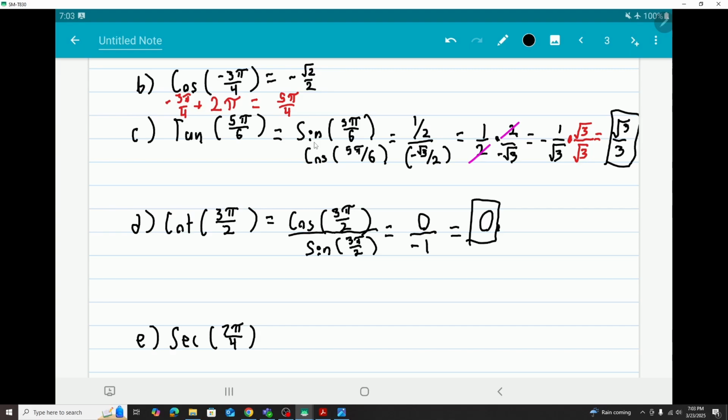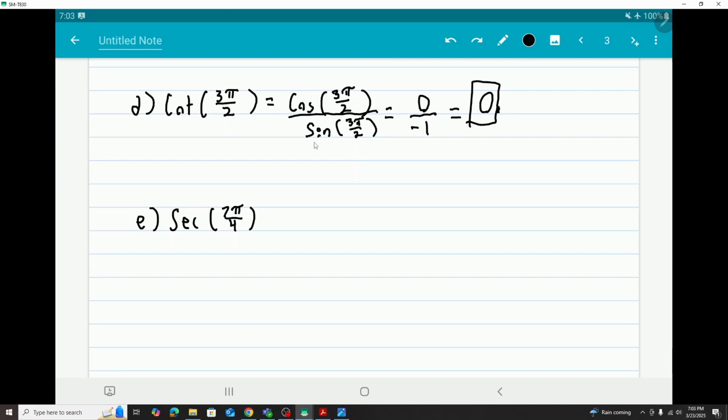If we had tangent of 3 pi over 2, it's possible you could get 0 on the bottom. If that ever happens, you would want to write undefined. But 0 on the top is perfectly okay. If I take 0 and divide it by a number, I just get 0.